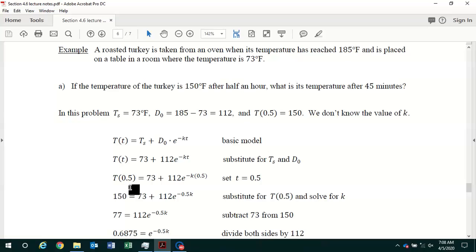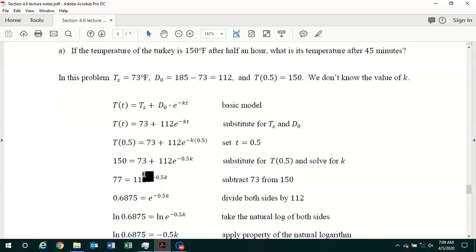We know that the temperature at little t equals 0.5 is equal to 150. So we put in 0.5 for little t, and we have capital T at 0.5 is equal to 73 plus 112 times e to the minus k times 0.5 power. Well, T of 0.5 is 150, so that's equal to 73 plus 112 times e to the minus 0.5k power. I just switched the order of multiplication. And now we solve for k.